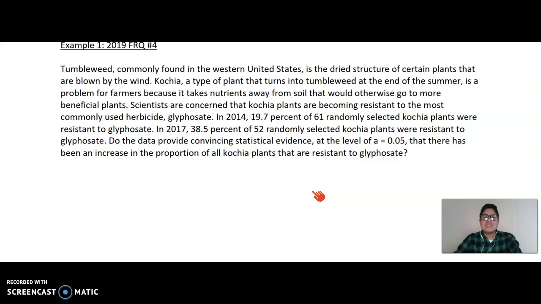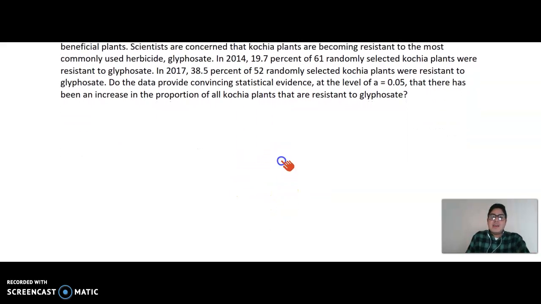In 2014, 19.7% of 61 randomly selected kochia plants were resistant, and in 2017, 38.5% of 52 randomly selected kochia plants were resistant to this herbicide. Do the data provide convincing statistical evidence at the level of alpha equals 0.05 that there has been an increase in the proportion of kochia plants resistant to glyphosate?